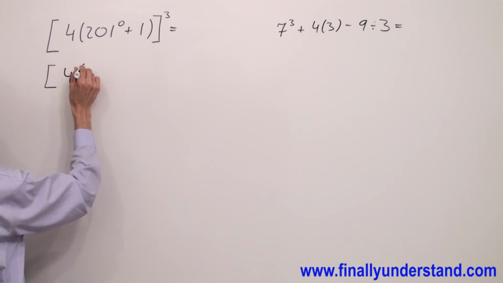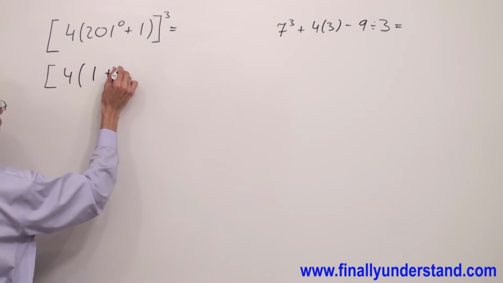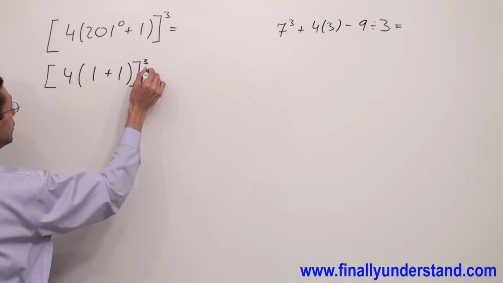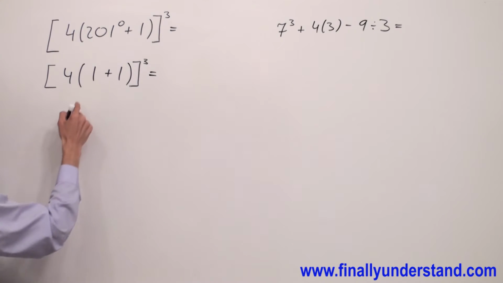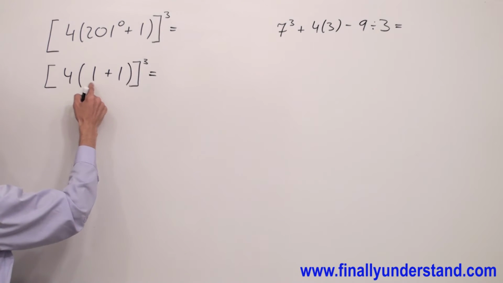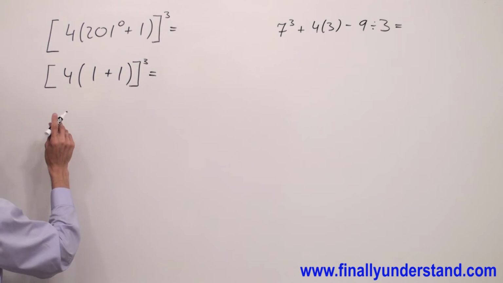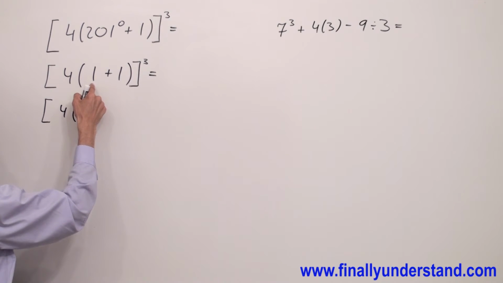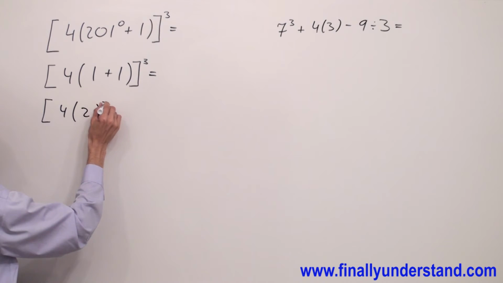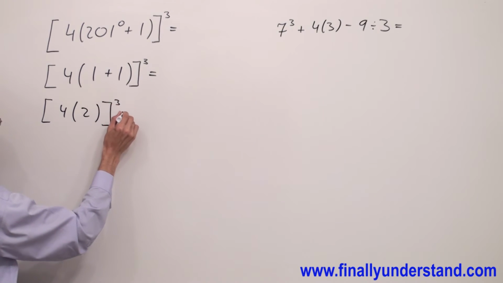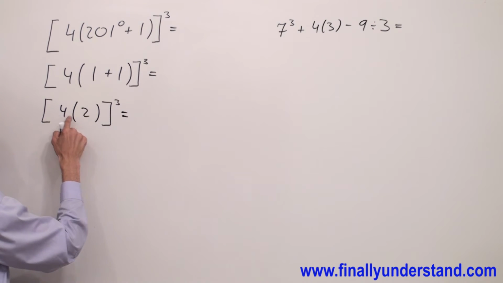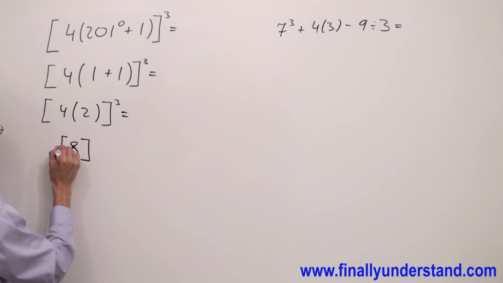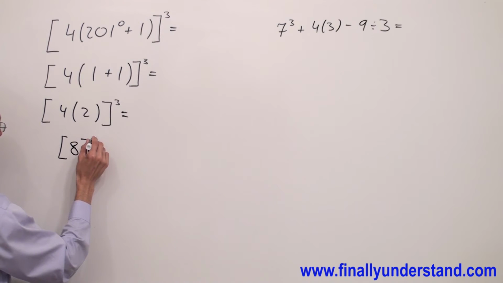So I have 4, open parenthesis, 1 plus 1, close parenthesis, and everything raised to power 3. Again, we're supposed to continue the operations inside of the parentheses, which are inside of my problem. I have 4. 1 plus 1 is equal to 2, and everything is raised to power 3. 4 times 2 is equal to 8. And I have 8 raised to power 3.